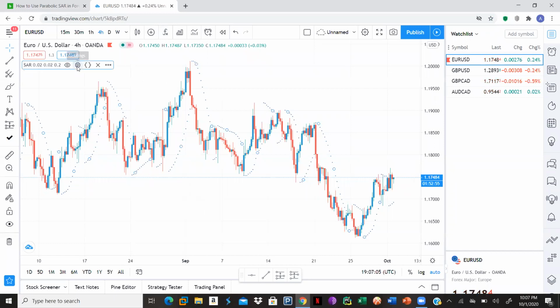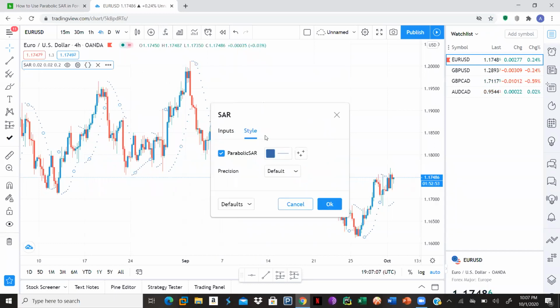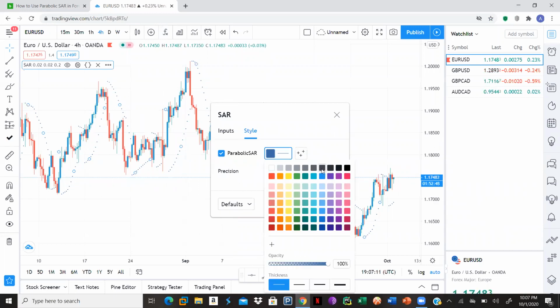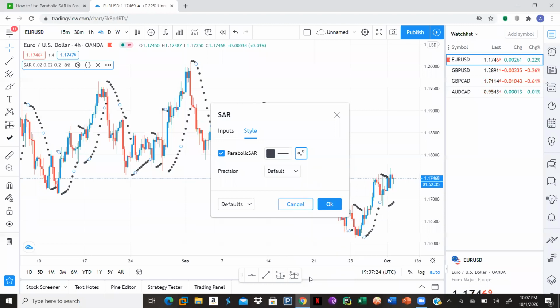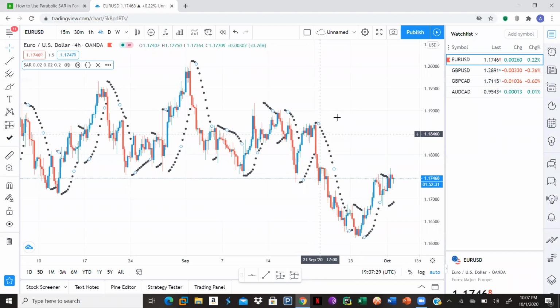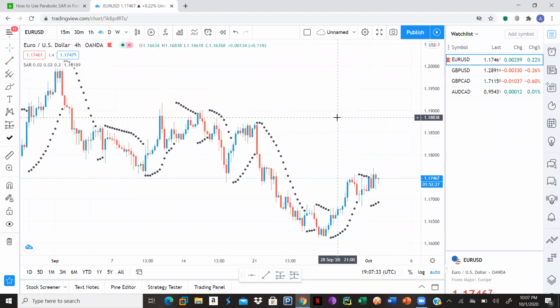So you go to the settings. What I'm going to change is only the color, because I want to make it darker, so I will go with black. The style is where I change it. If I want to increase its thickness, I come here, and I want it to be on the cross or circles, whichever one you prefer. Then it will be in the form of dots, and I'll say okay. So here you can see clearly now. This is the SAR.